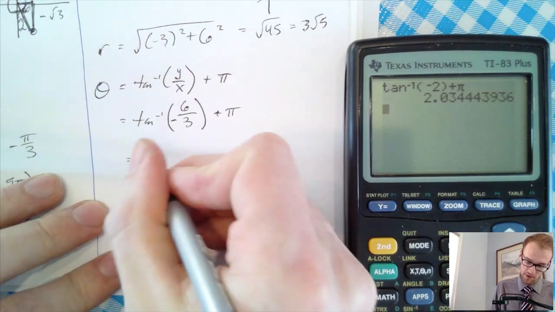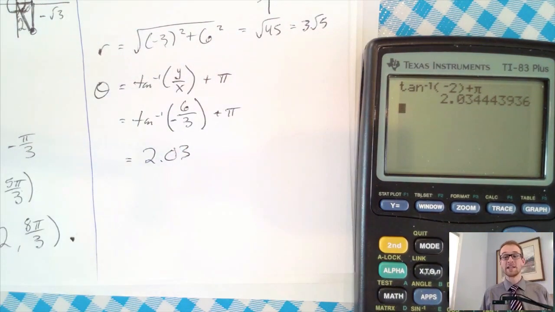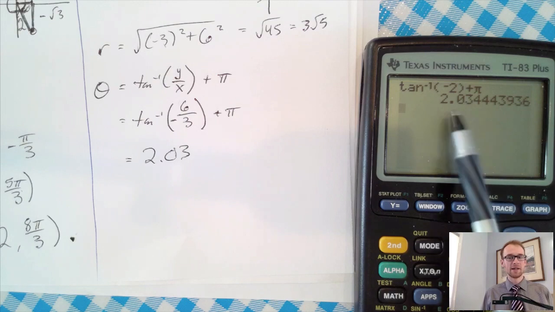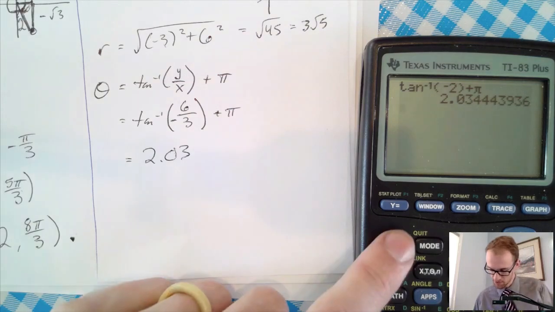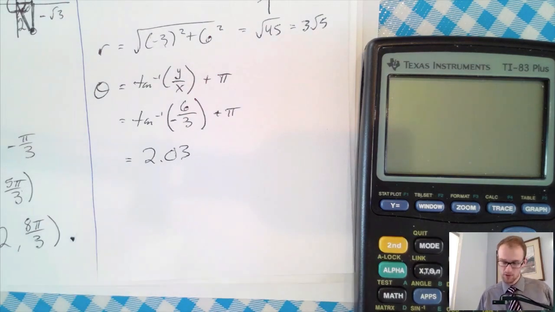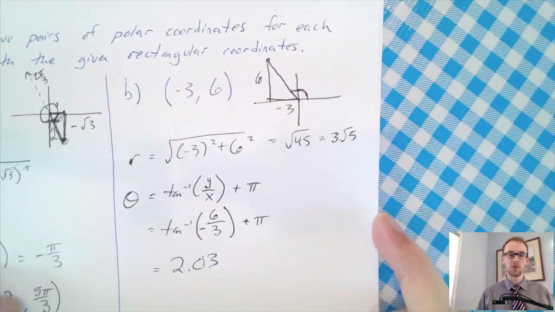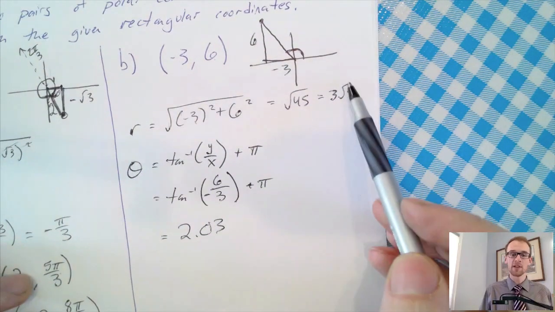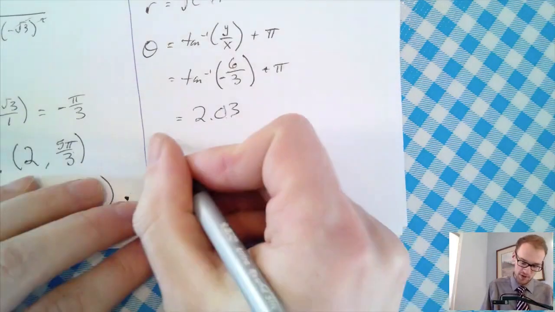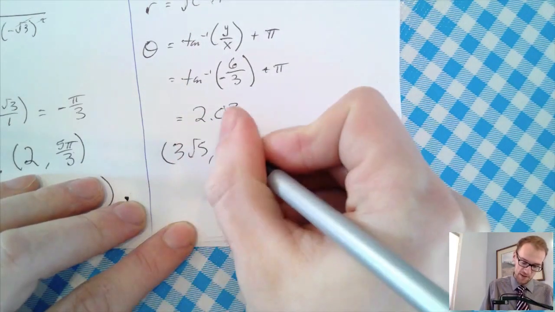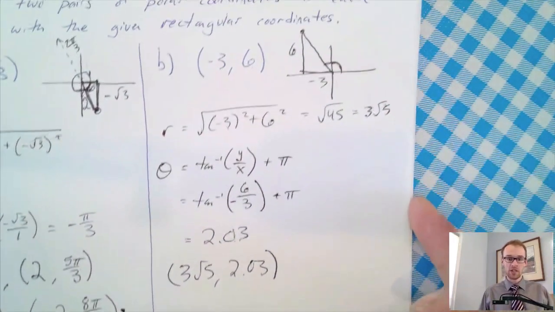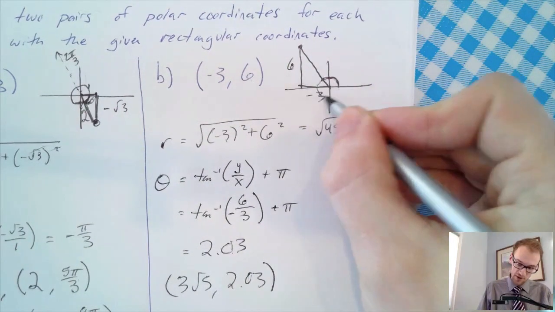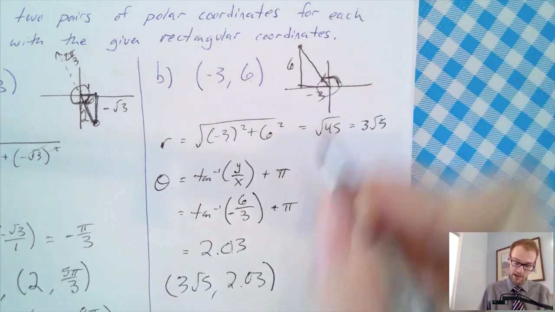So theta equals 2.03 radians. I know you're not used to seeing radians without a pi in there, but that's a value in radians. Thank you, TI-83, for helping us there. Let's figure out what our answer is now. We've got our radius and we've got our angle. So one of our answers is 3 root 5, 2.03. What's another one? Well, we know that we can add 360 degrees or add 2 pi to that value.